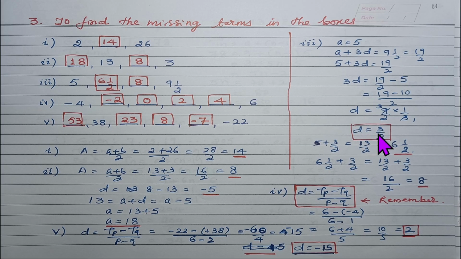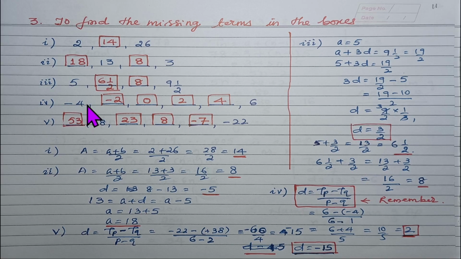Once I know the value of d, the other terms can be easily found out. So now 5 plus 3 by 2, simplified, we get 6 and a half. And 6 and a half plus 3 by 2, by simplification I get 8. Then 8 plus 3 by 2 is 9 and a half. So these two boxes are filled here by the calculations given here.